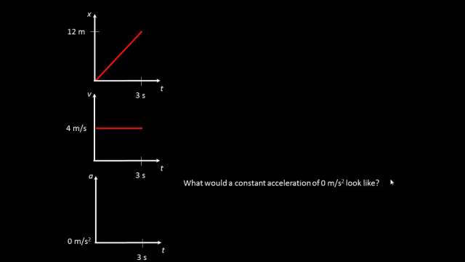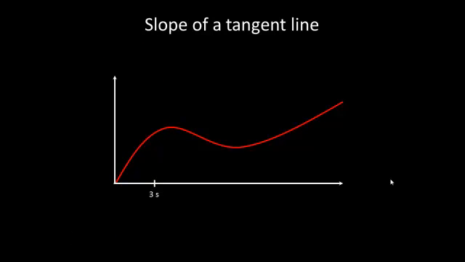Now let's go ahead and graph our acceleration versus time when we have just 0 meters per second squared. What we see is just a straight, flat line at 0. Note that if the velocity is constant, there is no acceleration, so we should see this flat line at 0. So let's consider the slope of a tangent line.